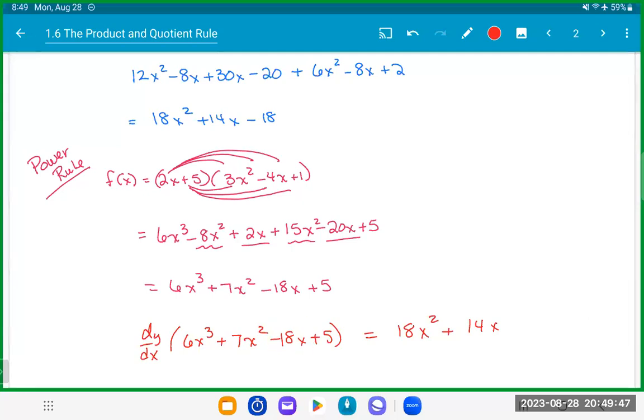1 times negative 18 is negative 18, and x to the 1 minus 1 is 0, and the derivative of a constant is 0. So you can see here that these two are exactly the same. Two different methods, one using the power rule, one using the product rule, but they give us the same result. Okay? Question.